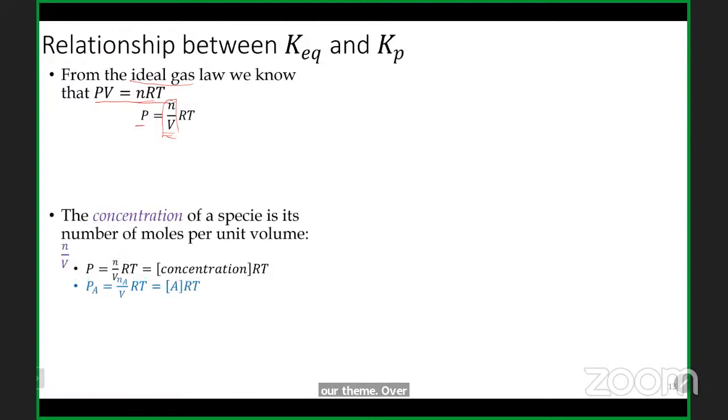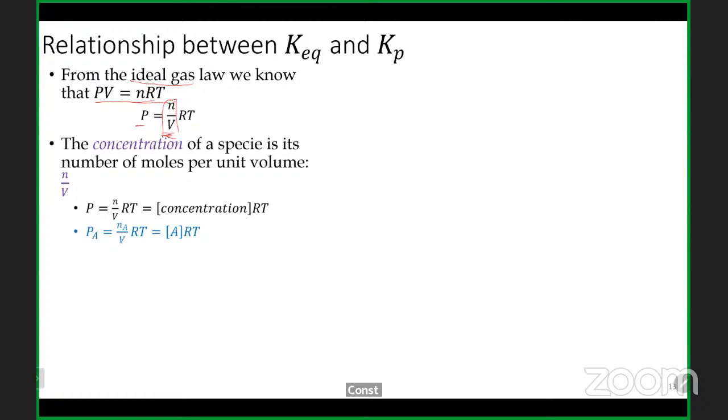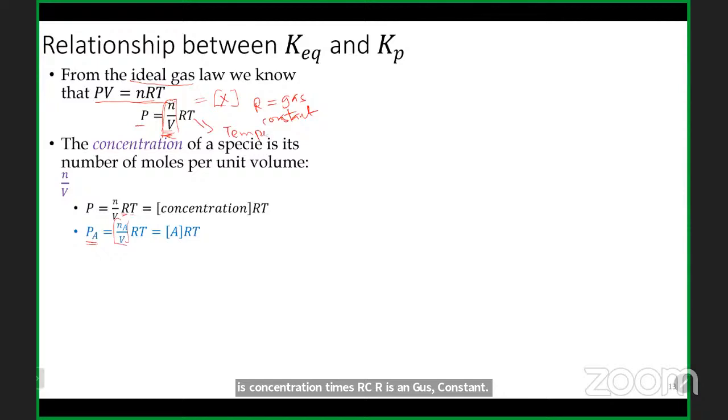Concentration is defined as number of moles per volume, which is this n over V, and that's the symbol for concentration. If you put X, you're saying the concentration of X. So that means the partial pressure is concentration times RT, where R is a gas constant and T is the temperature.